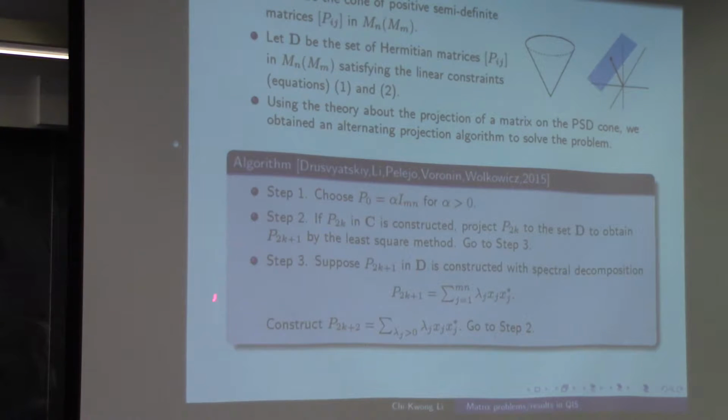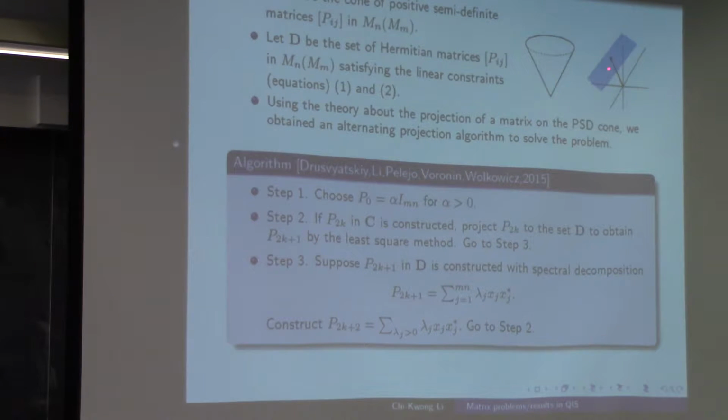Okay? So, indeed, we finished this project by doing the following. I start with P0, just a scalar matrix here, so that is definitely remembered there. Then I can project it to the linear space or affine space using the standard least square algorithm. The only tricky thing is to project it back to the cone.